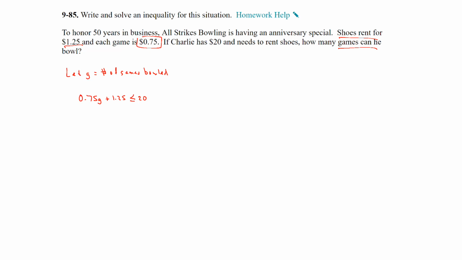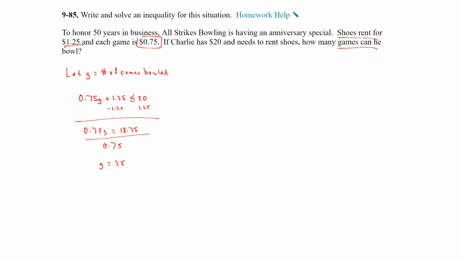Now we can solve the inequality by subtracting $1.25 from each side, and that would be $18.75. Then we can divide by 0.75, and we get G. We really should look at this as an equation because we're trying to figure out that boundary point. So G would be equal to 25.